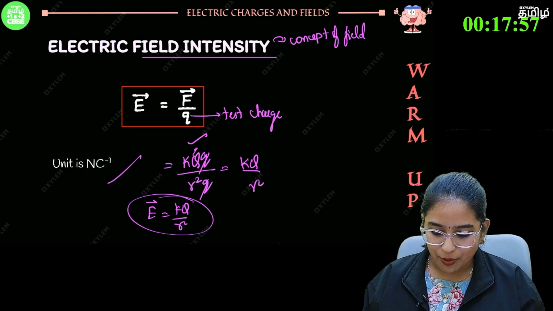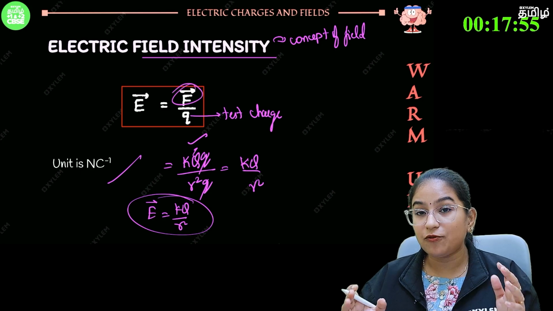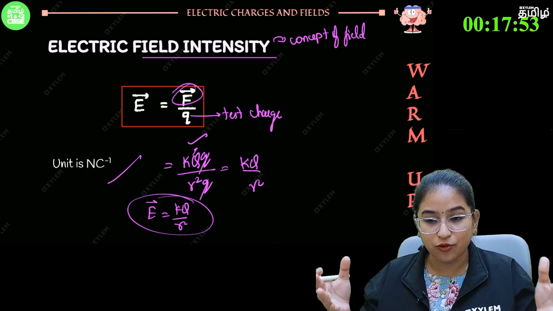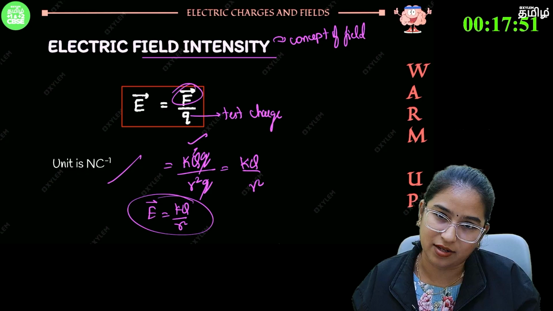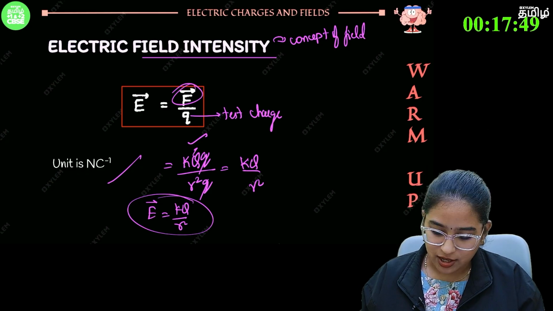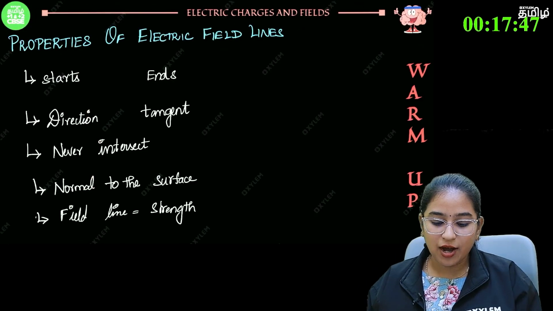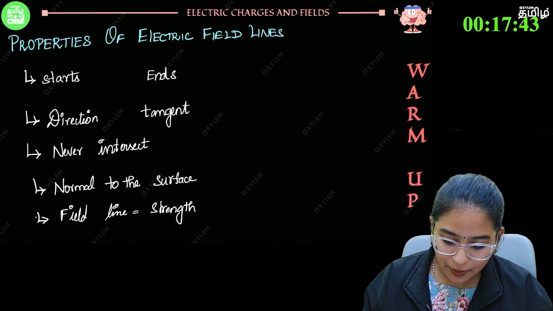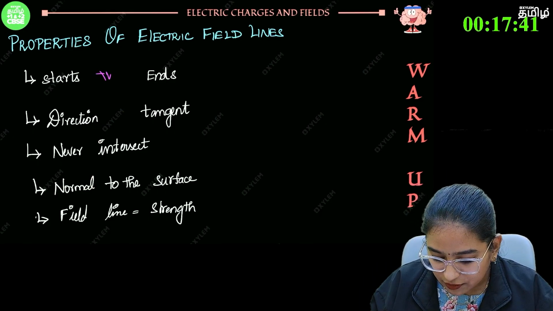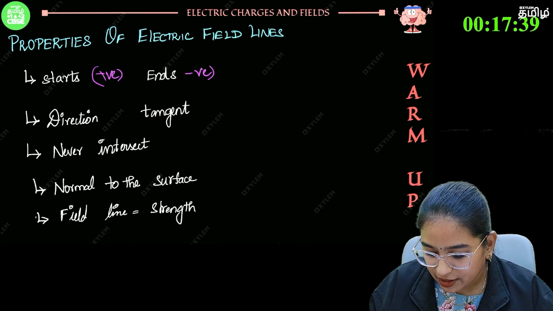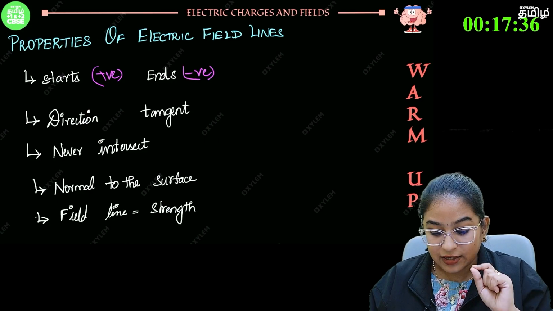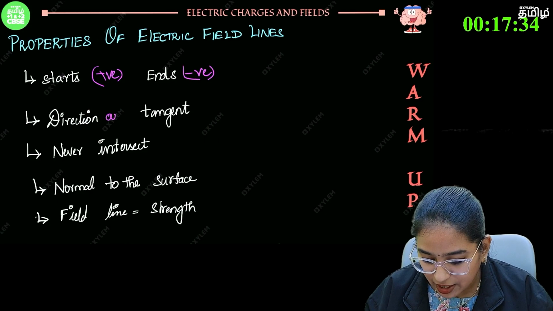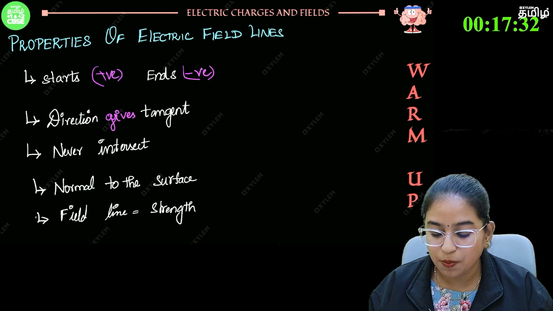The unit is Newton per Coulomb. But force is between two objects; both objects should experience it. So these are the two points you have to remember. And now some properties of field lines. The first property is that they start from a positive charge and end in a negative charge. And the direction is always given by the tangent.